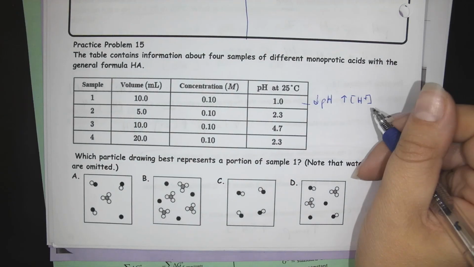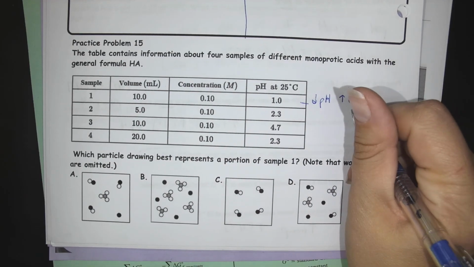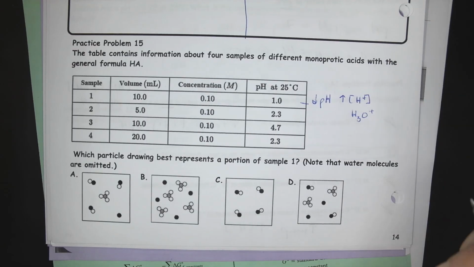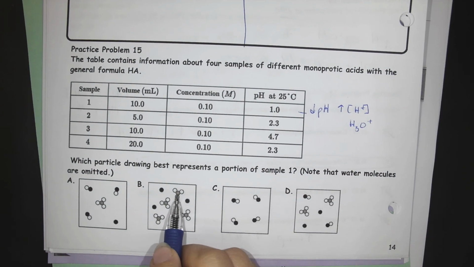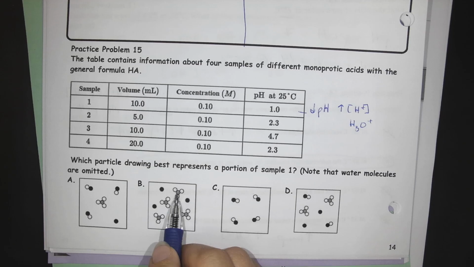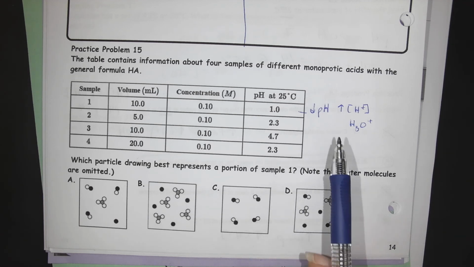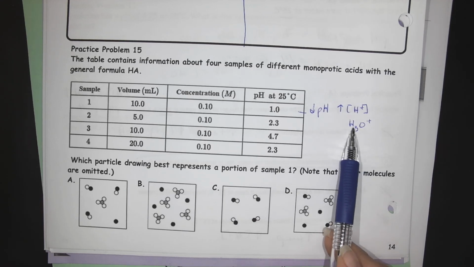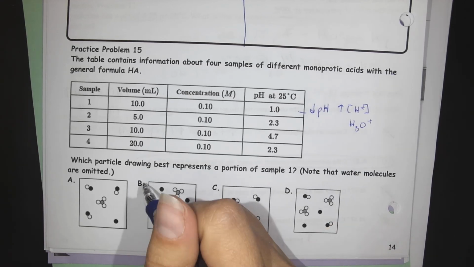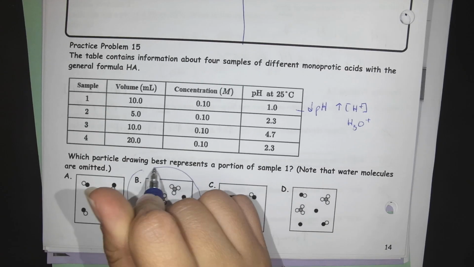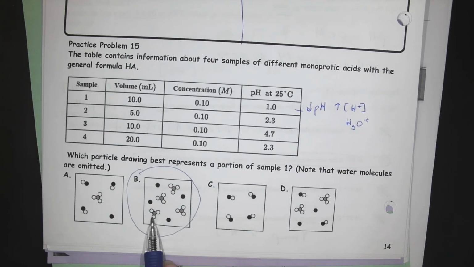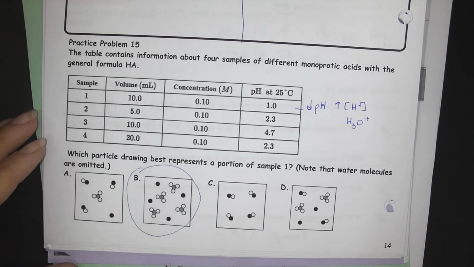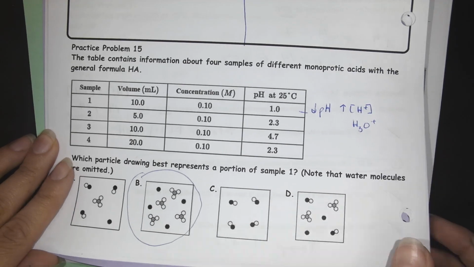But don't forget, anytime we have H+, we could replace it with H3O+. And guess what? I see 3 hydrogens and 1 oxygen. So I would say that's an H3O+. So if this is a lower pH, then there's a lot more of those floating around. So I would think that it's probably B, because there's more of the H3O+ in that solution.